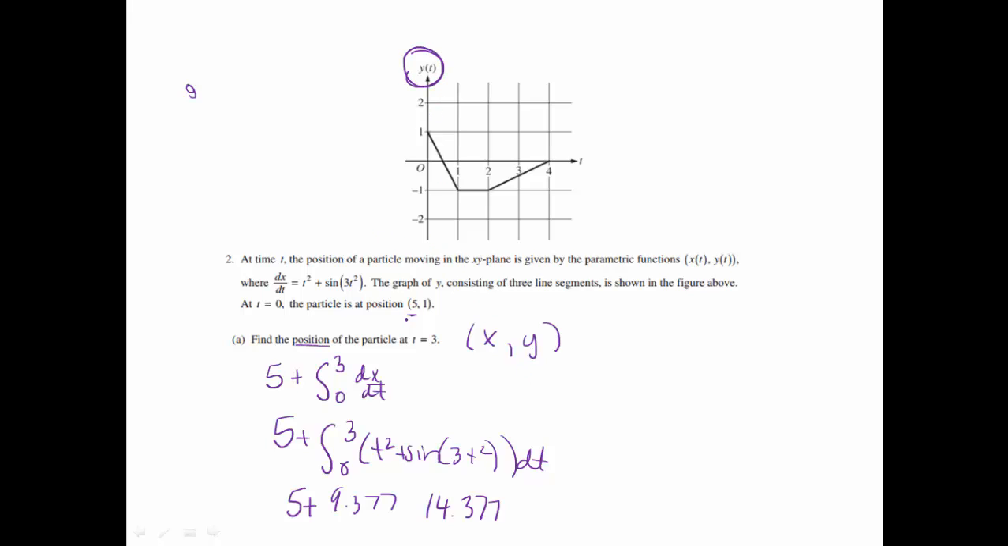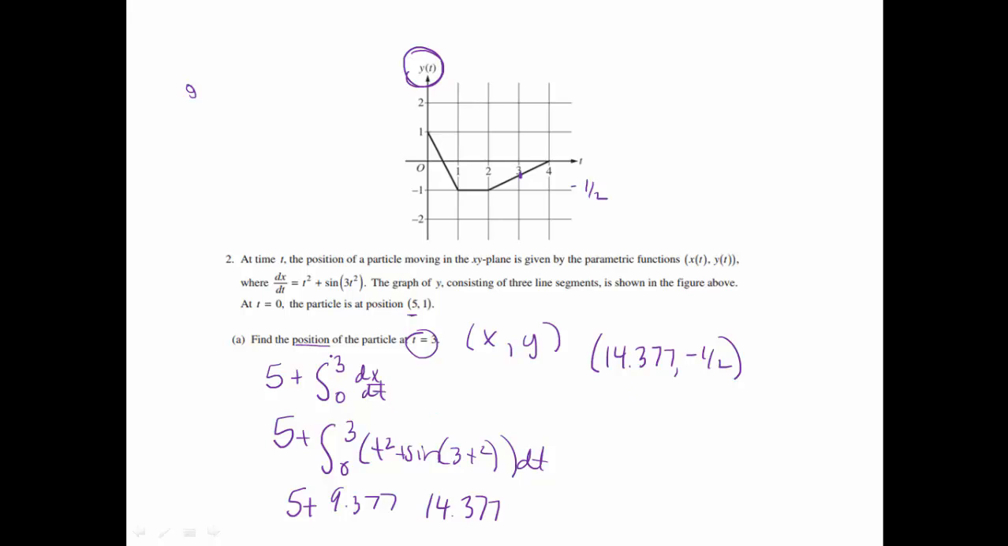The y value, they told us that this is the graph of y. So if I want to know the position at t equals 3, let's just go over to t equals 3. And if we look at that, it looks like that is at -1/2. So the y value of that one will be -1/2. So my position is going to be 14.377, -1/2.